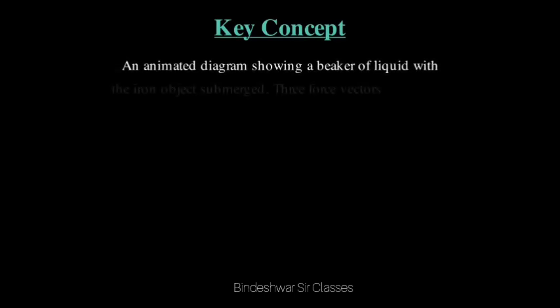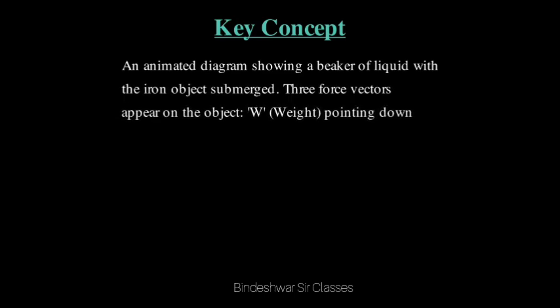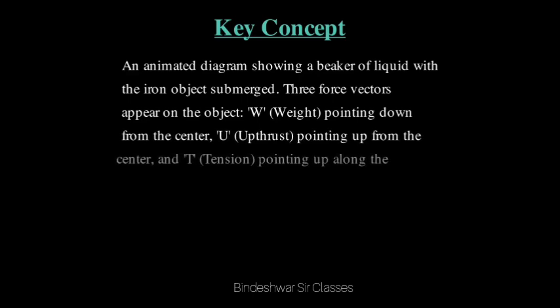Now, let's understand the physics concept involved. When the iron object is hanging in the liquid, there are 3 forces acting on it. First, its own weight, W, acts vertically downwards. Second, the liquid exerts an upward buoyant force, or upthrust, U, on the object. This is due to Archimedes' principle. And third, the string is pulling the object upwards with a tension force, T. Since the object is stationary, it's in equilibrium. This means all the upward forces must exactly balance the downward force. So, the tension plus the upthrust must equal the weight of the object.